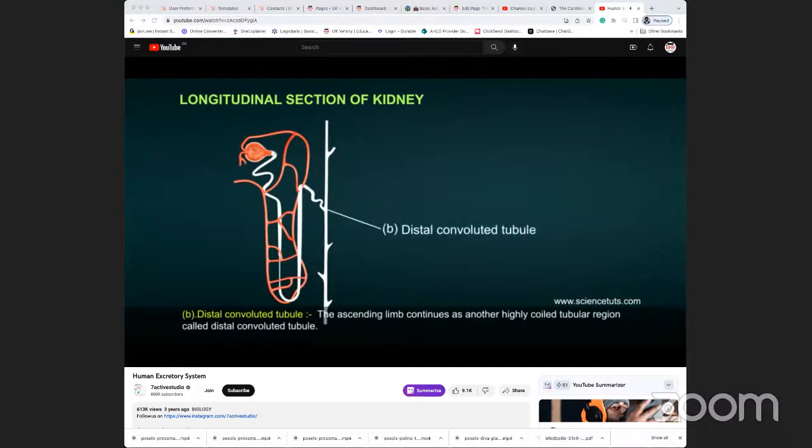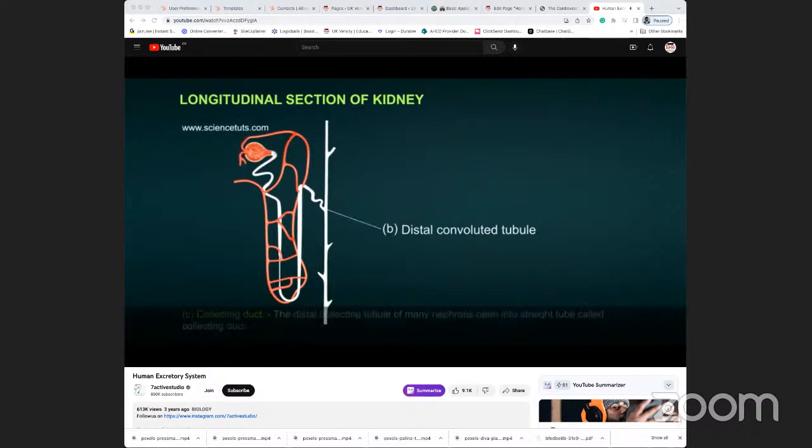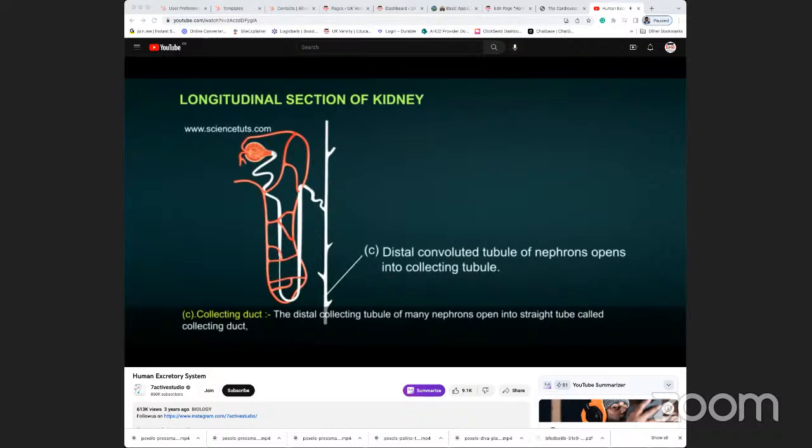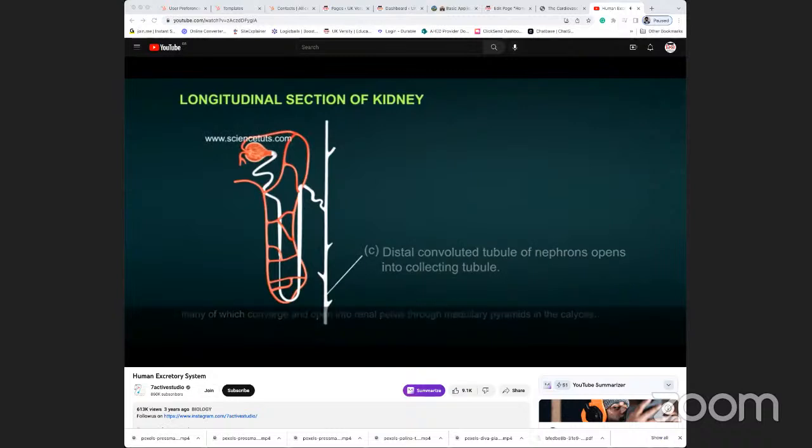B. Distal convoluted tubule. The ascending limb continues as another highly coiled tubular region called the distal convoluted tubule. C. Collecting duct. The distal collecting tubules of many nephrons open into a straight tube called the collecting duct, many of which converge and open into the renal pelvis through the medullary pyramids in the calyx.